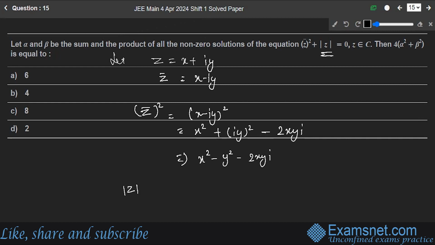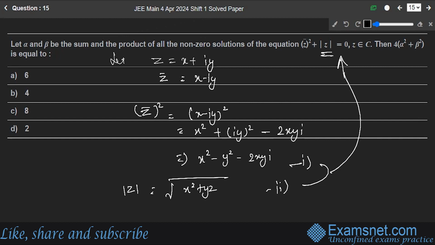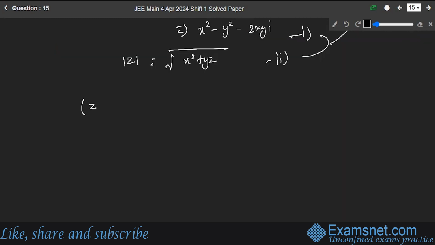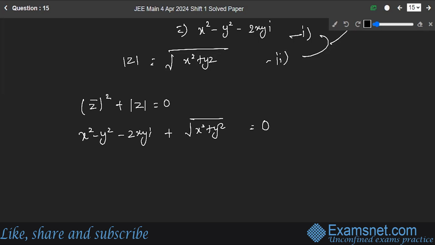Also, the mod of z will be given by root of x squared plus y squared. So let's say this is 1, this is 2. Combine both of them and fill in this equation. Here you had the mod of conjugate of z squared plus mod of z is equal to 0. This gives me x squared minus y squared minus 2xy iota plus root of x squared plus y squared is equal to 0. So let's separate the real and the imaginary part of it.